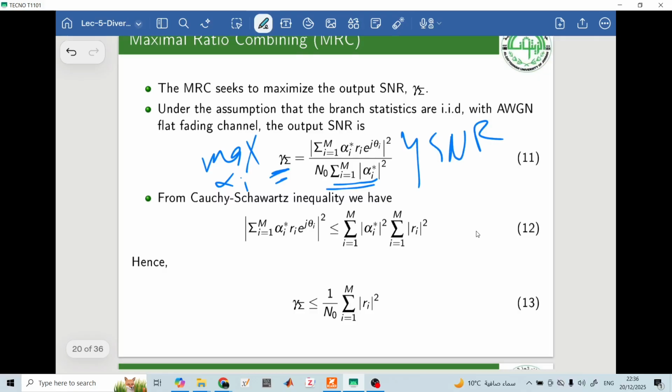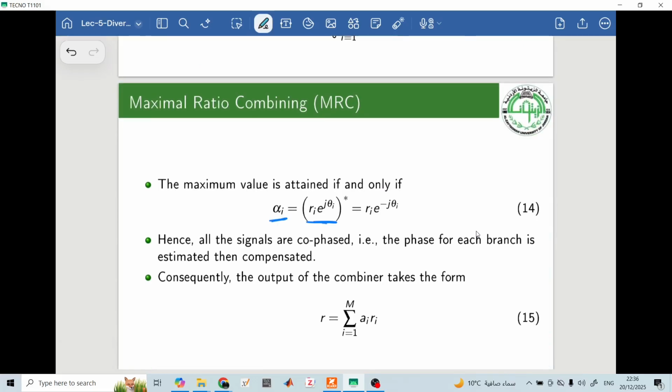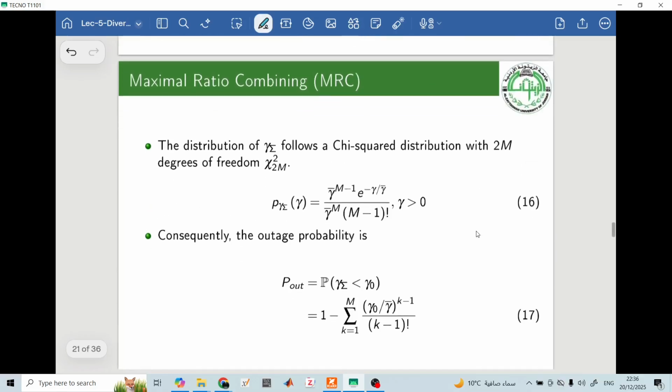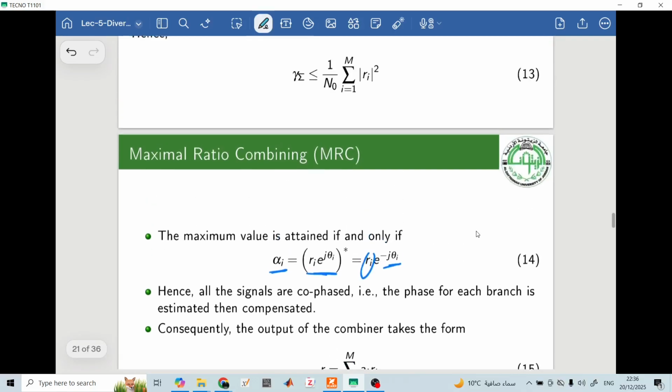So using the Cauchy-Schwarz inequality, we get that the optimal alpha is actually the conjugate of the channel gain, meaning it is the same gain with a negative delay. So if we get this value, we'll get the best output that will give you the maximum SNR, which is what?